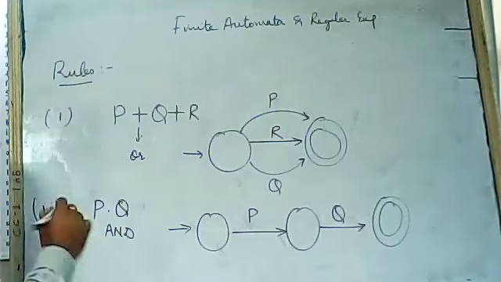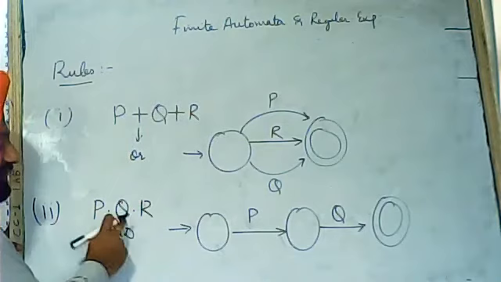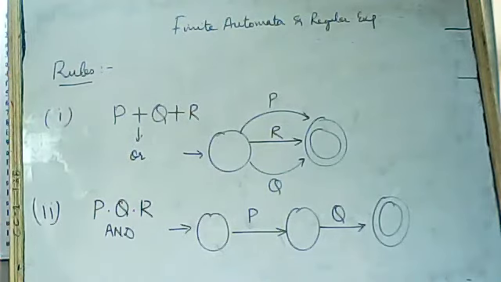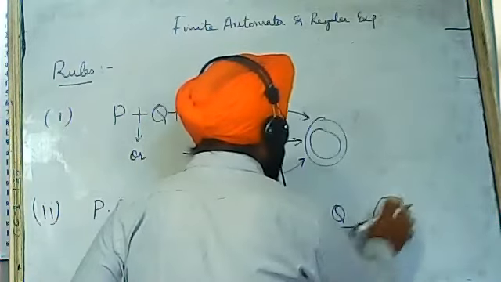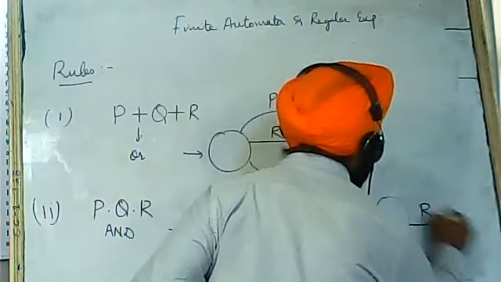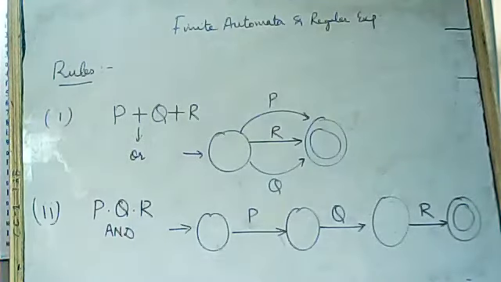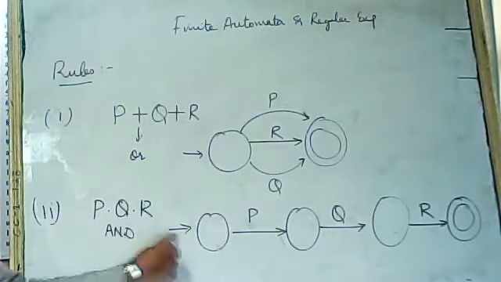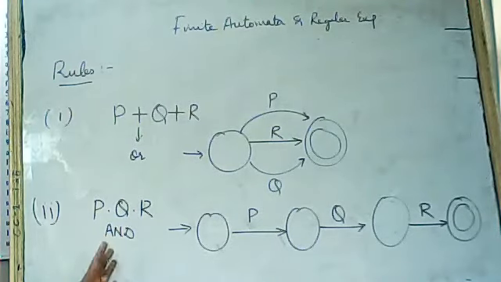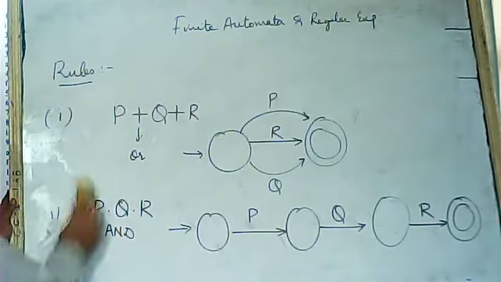Suppose one more regular expression is written, like P dot Q dot R. One more edge will be introduced like this, and the next state will be marked as the final state, right? So P dot Q dot R. So these are the two rules. One more rule is there.